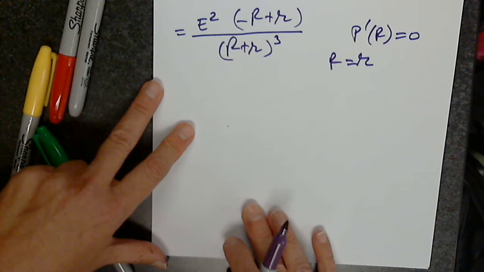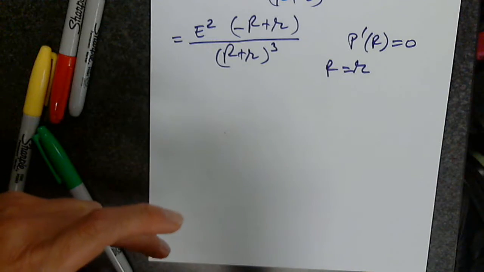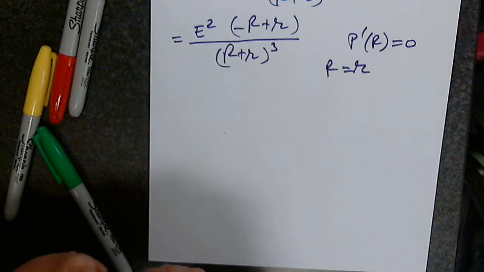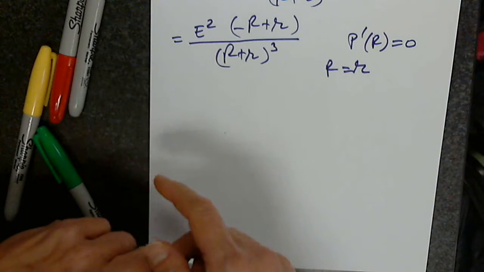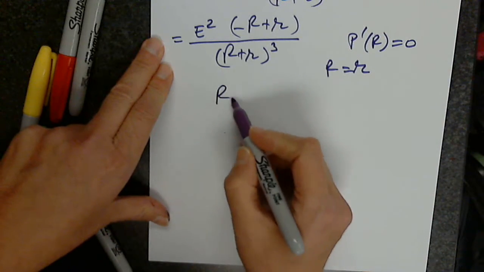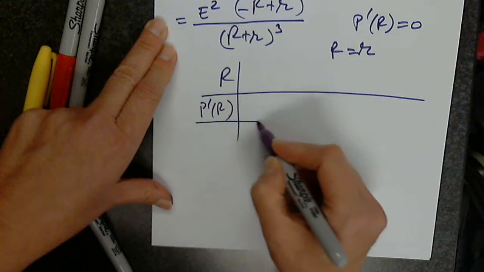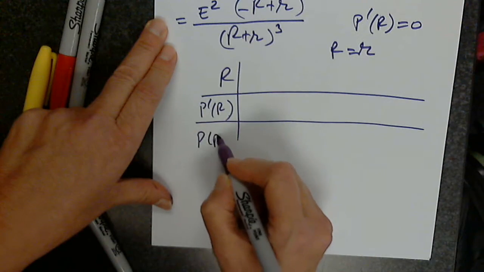I just changed it to c, so I don't get confused between the R's. E? Oh, okay, that's fine. So then R, P prime of R, and P of R.